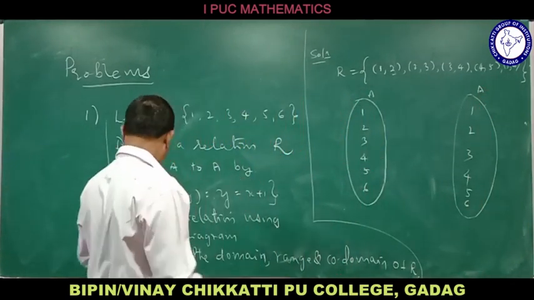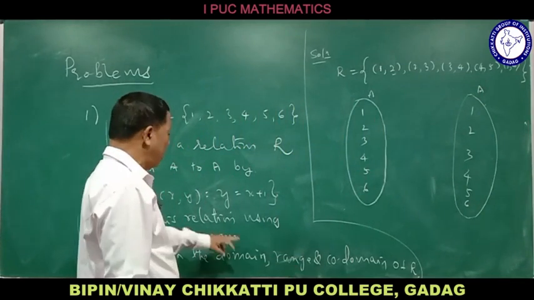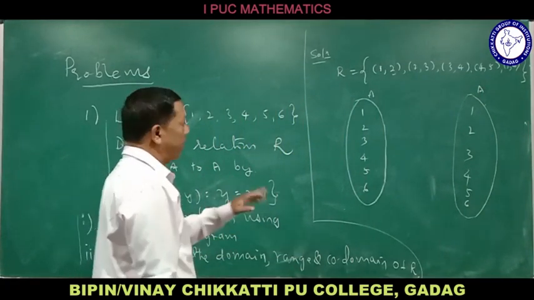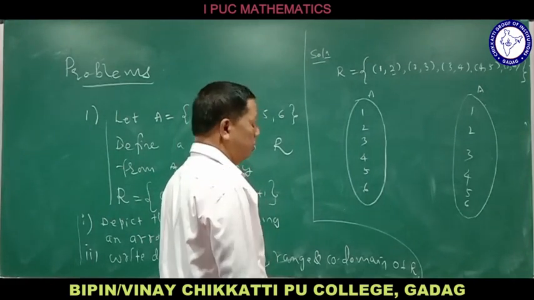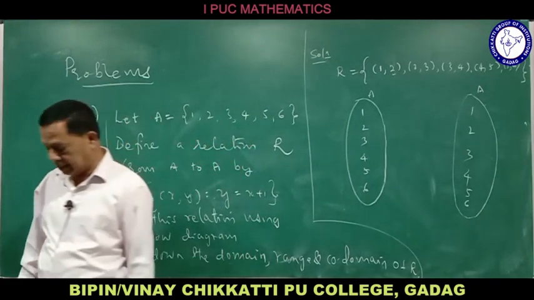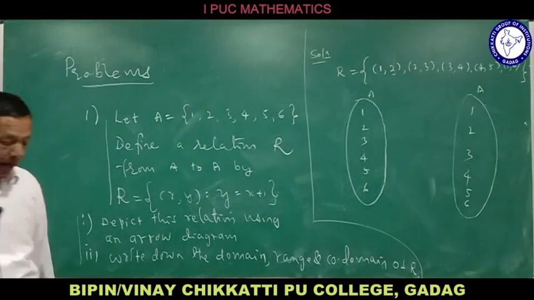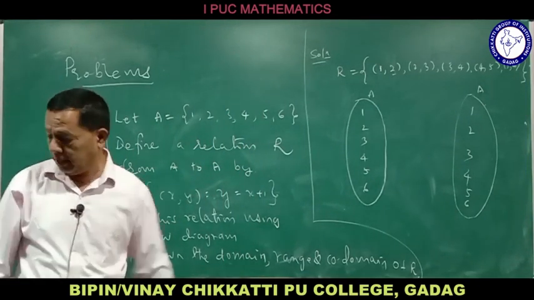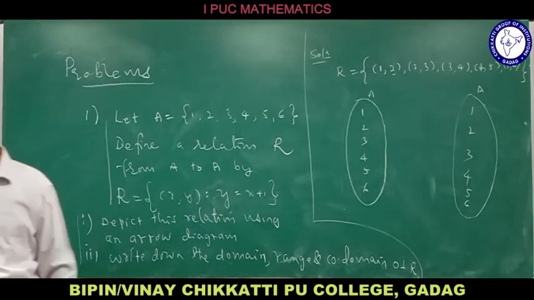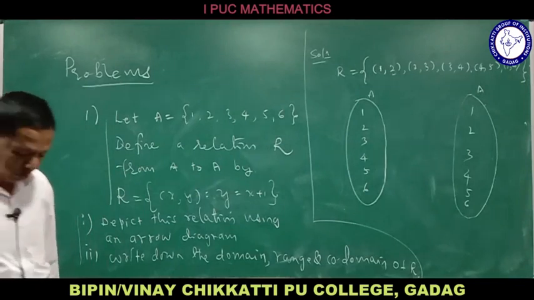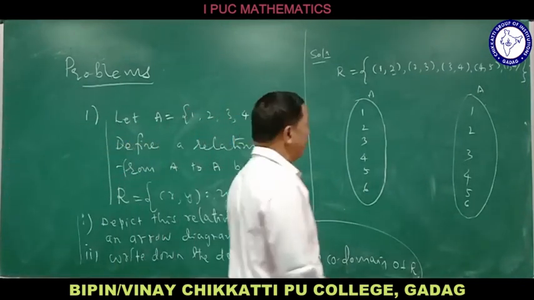And this relation, depict this relation using an arrow diagram. So try to understand how to represent it in an arrow diagram. So here you can understand that an arrow diagram is shown here. Now I am going to explain. The corresponding arrow diagram is shown that you can understand. So basically you have to go for how you show that arrow diagram.